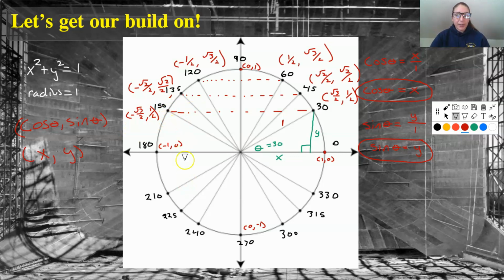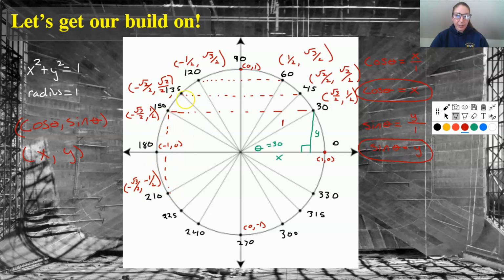Now who's reflections of each other? Well, these guys are all reflections of each other, right? Well, these guys are reflections of each other. And now I'm in quadrant 3. Well, in quadrant 3, cosine is still negative. And sine is now also negative.